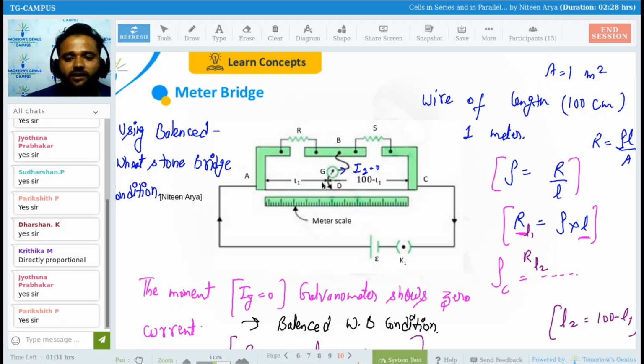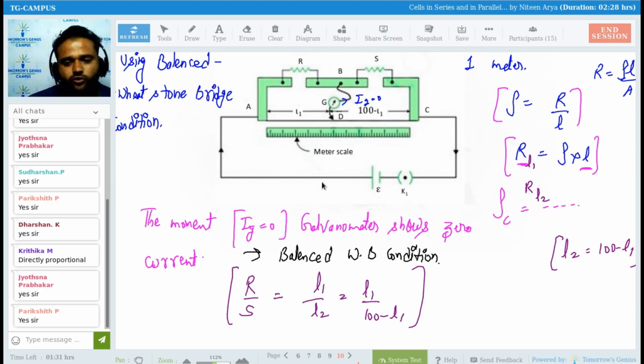Okay, everything now you understand. The moment Ig equals 0, the galvanometer shows 0 current. Again, with the balanced Wheatstone bridge condition we have R by S equals L1 by L2. Why L1 by L2? From this, relation A. If you think why should I directly put L1 by L2, this is nothing but the resistance of the wire for length L1 and L2.